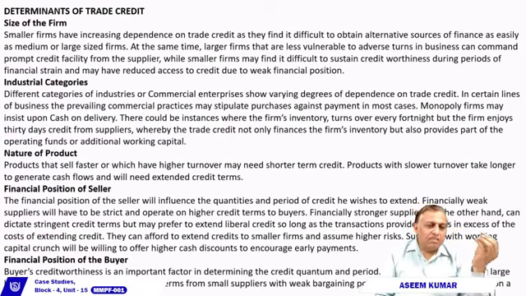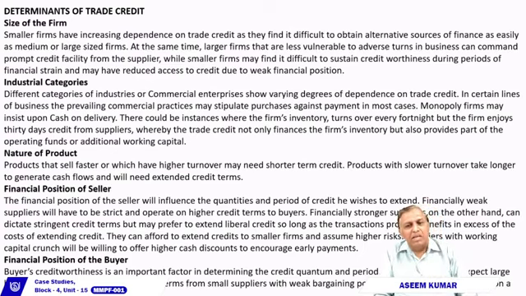Your raw material, semi-finished goods, finished goods, those supplies are getting exhausted within 50 days, but you enjoy the 30 days credit from the suppliers. That means there are two supplies which you always keep or you enjoy to keep as pending. Nature of product. Products that can sell faster or which have higher turnover may need shorter term credit.